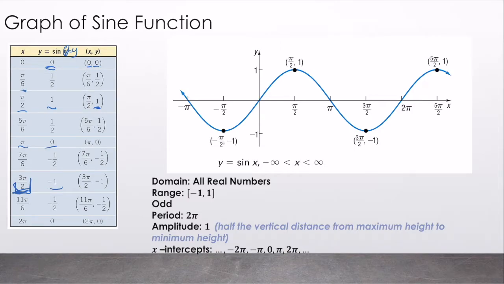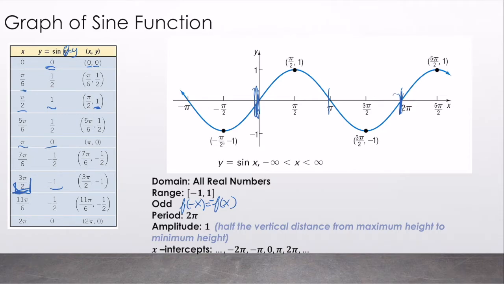It is an odd function, which tells us something about it. That means that f of -x equals -f of x, right? That's odd. Our period is 2 pi. That's how it repeats itself. It repeats itself every 2 pi, right? It goes through the full cycle every 2 pi.